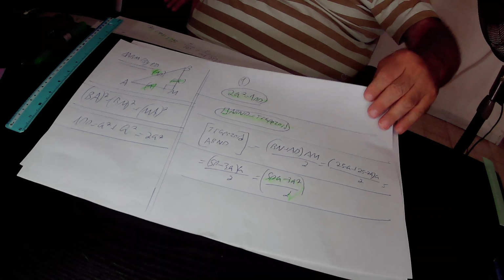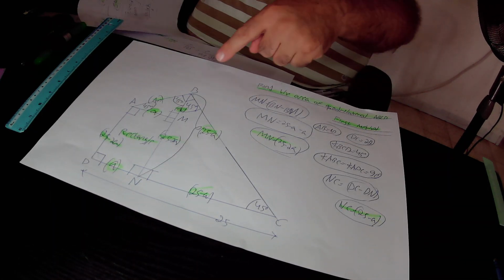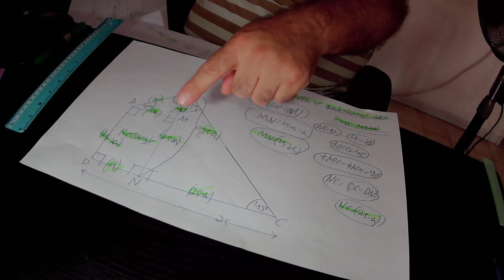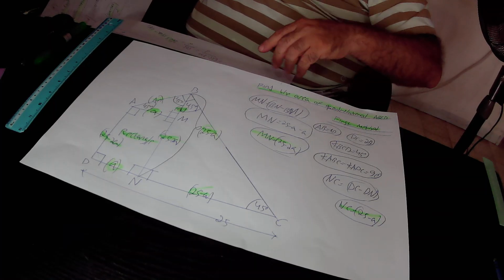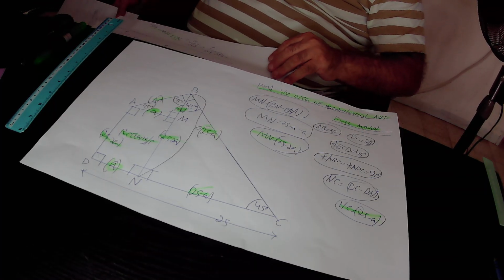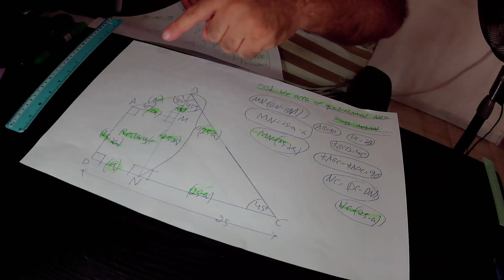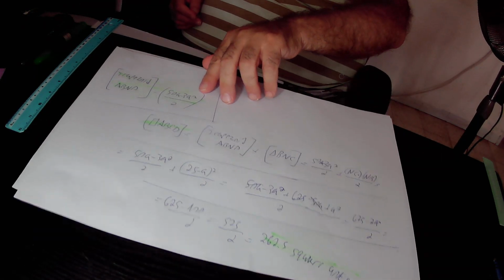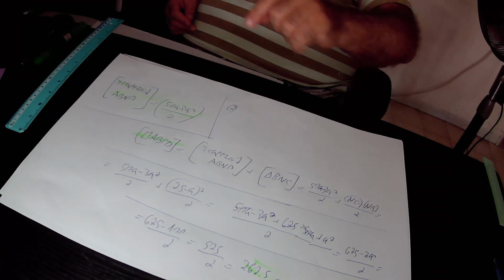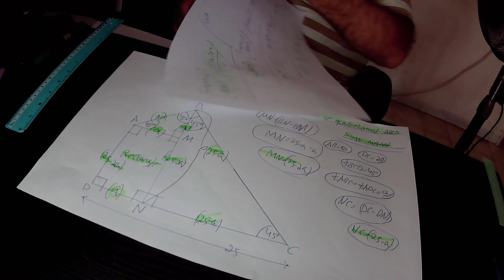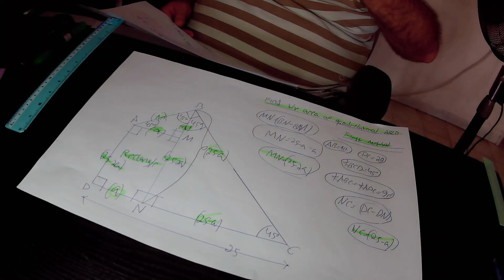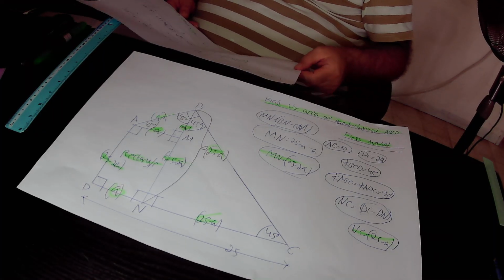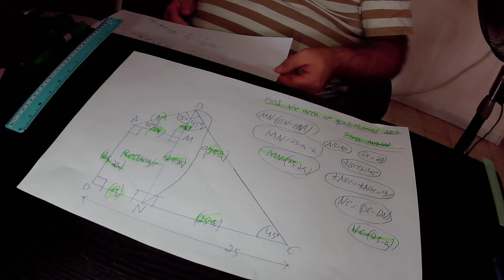So in total, the area of this trapezoid ABND is equal to 50a minus 3a squared over 2. Okay, again, the area of this trapezoid ABND in total is equal to 50a minus 3a squared over 2. Our task is to find the area of this quadrilateral ABCD. So what is the area of quadrilateral ABCD?